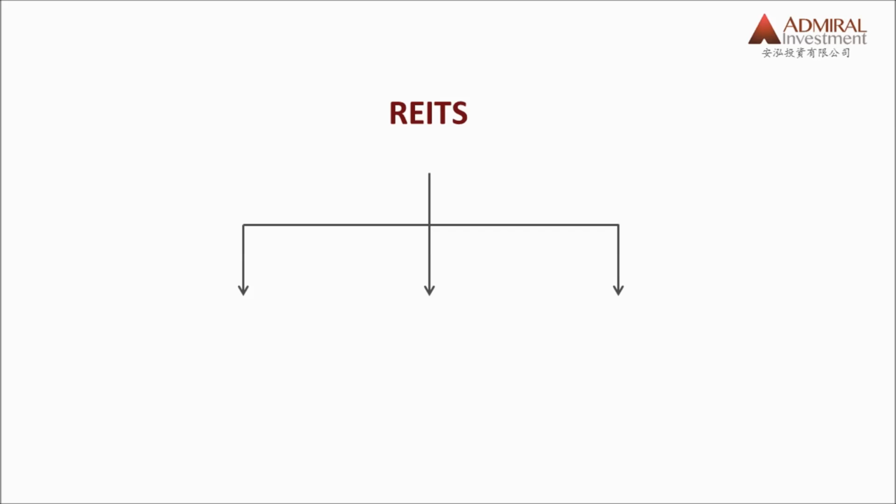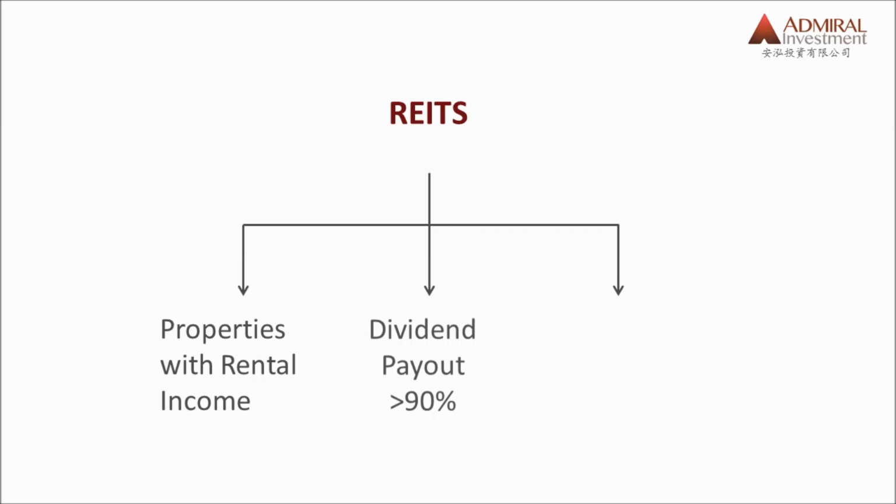The REIT structure has 3 characteristics. REITs are required to mainly hold rental properties, which typically have multi-year leases. REITs are also required to pay out most of its net income to unit holders in the form of a dividend. REITs are more transparent than developers and rental stocks.